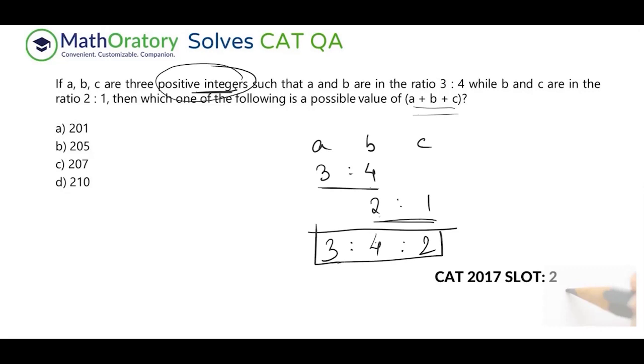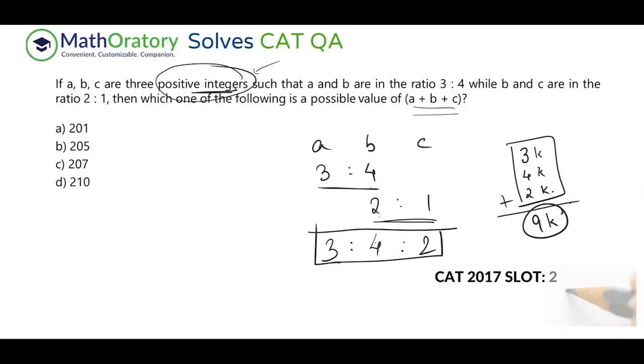So once you have this relationship, let us understand the significance of this positive integer thing. Now we know that A, B, and C are in the ratio 3 is to 4 is to 2, right? So if I consider the value of A as 3k, B as 4k, and C as 2k, then A plus B plus C, if I add all of these up, should be of the form 9k, isn't it? Which is automatically telling me that the sum of A, B, C should be a multiple of 9.